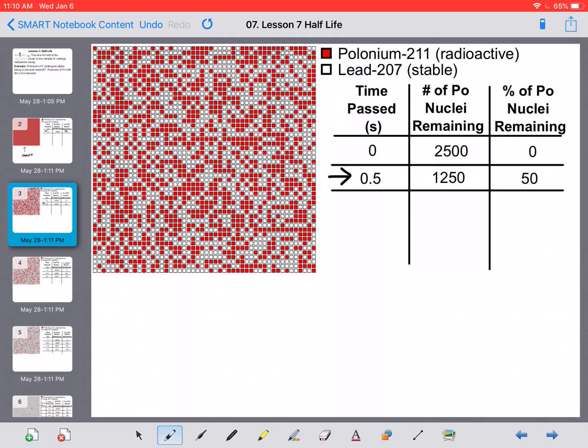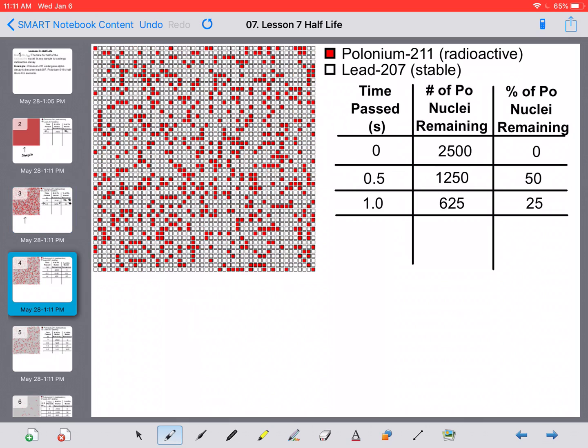And so half of 2,500 is 1,250. And that means that if we started with our sample containing 100% of polonium, now it's only 50% polonium. So if you look at your sample here, about half of the boxes now are polonium, and the other half have turned into lead. And we can keep going like this.